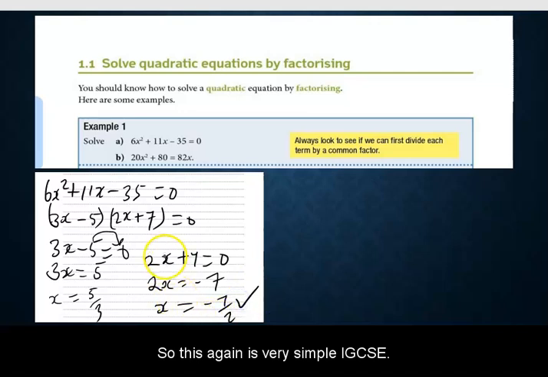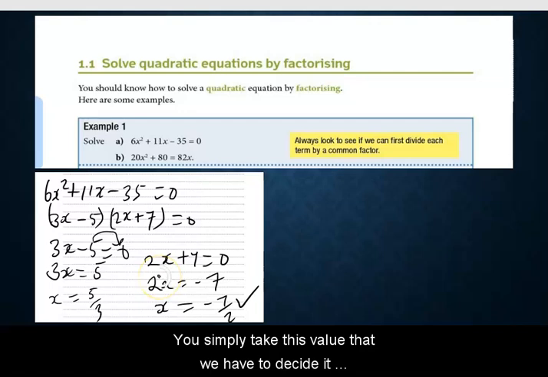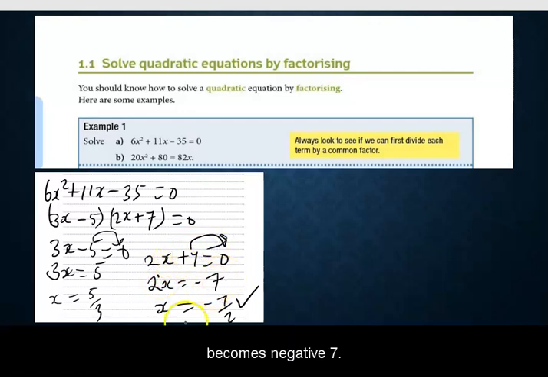So this again is very simple. In IGCSE, you simply take this value that we have to this side, it becomes negative 7. Let's look at what happens in B.